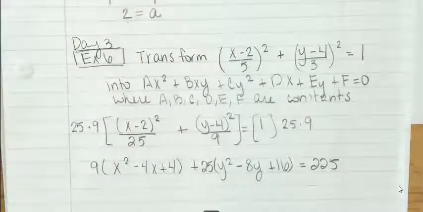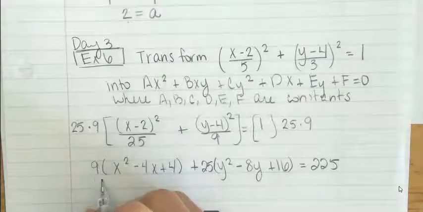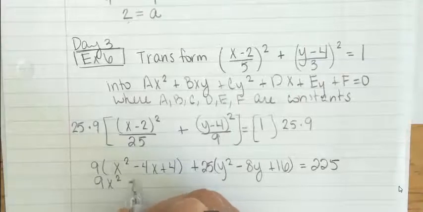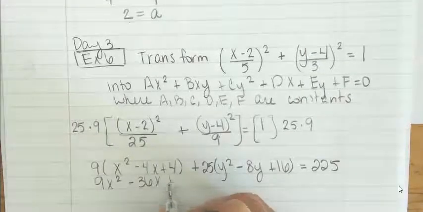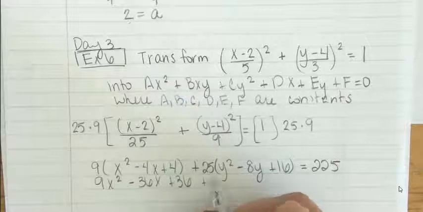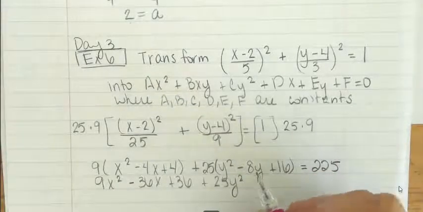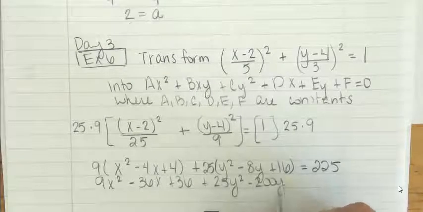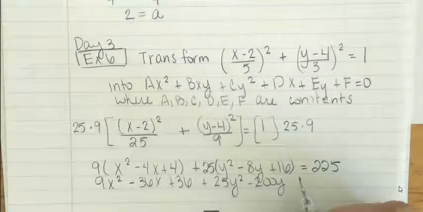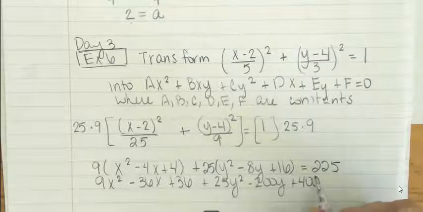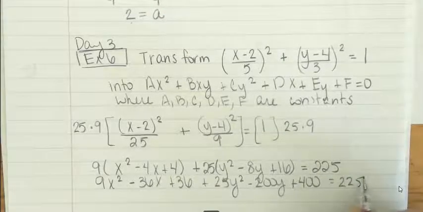From there I'm going to go through and distribute now. So I've got 9x squared minus 36x plus 36 plus 25y squared minus 200y plus 400 equals 225.